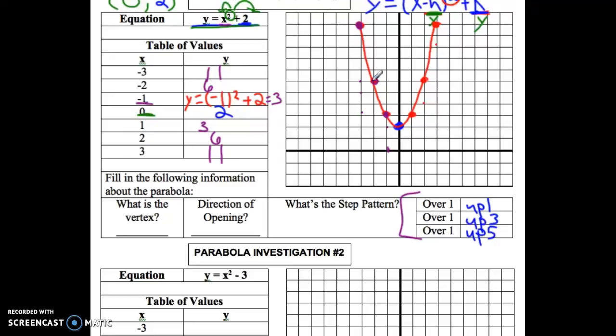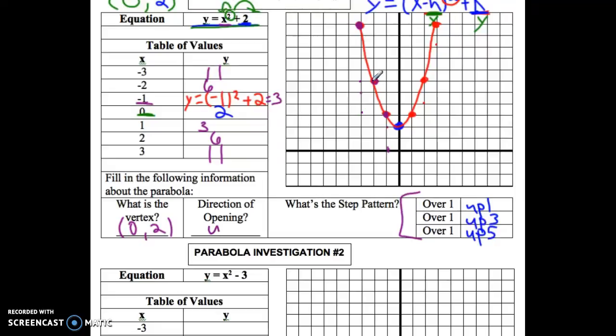There's a couple different ways. Again, you can use the table of values, it doesn't matter. Or you can find the vertex based off of the function in vertex form, and then use the step pattern. Fill in the following. What is the vertex? We already identified it as 0, 2.